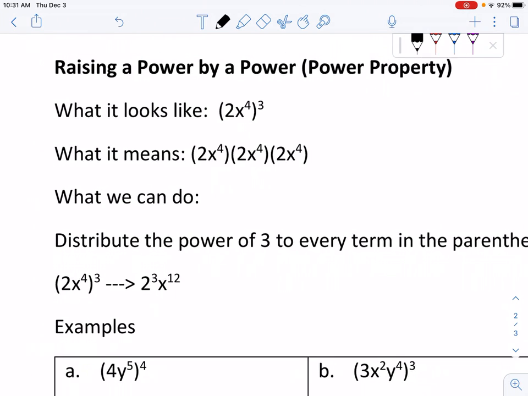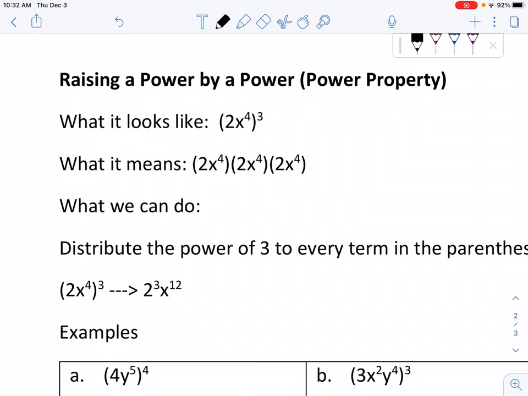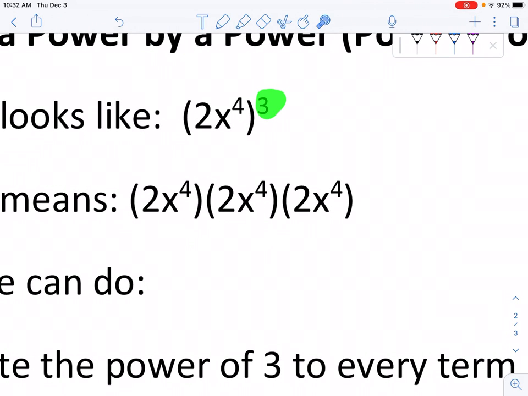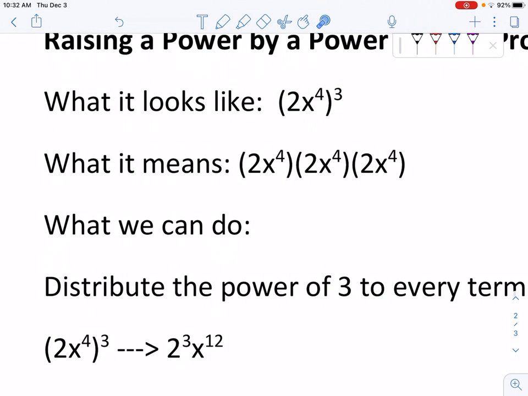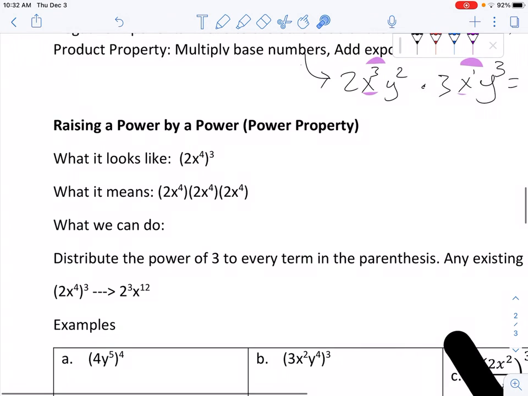Okay, so let's talk about raising a power by a power, or the power property. This is what it's going to look like. You're going to have a value inside your parentheses and then a power on the outside. And what this is saying is there are 3 sets of 2x to the fourth. So when we expand it out, it really means 2x to the fourth times 2x to the fourth times 2x to the fourth, having 3 sets of that.